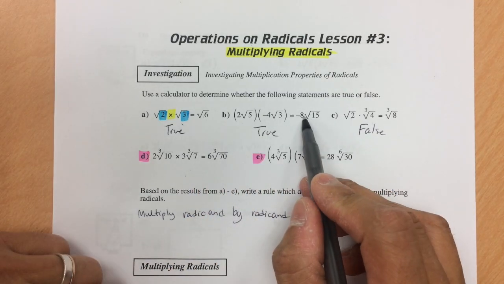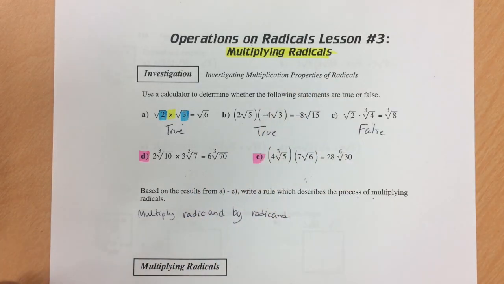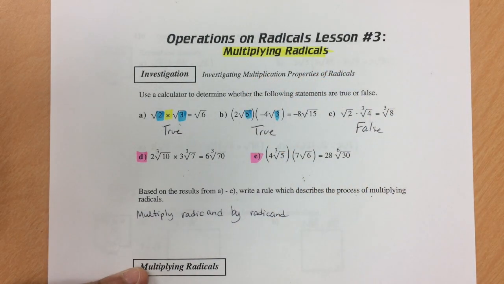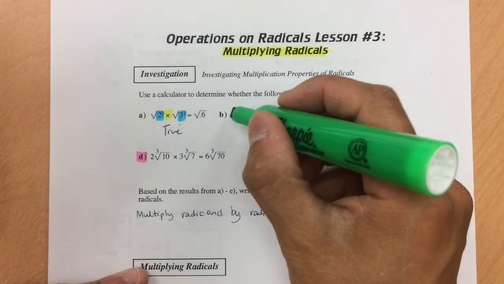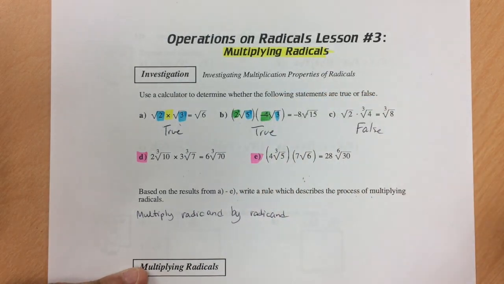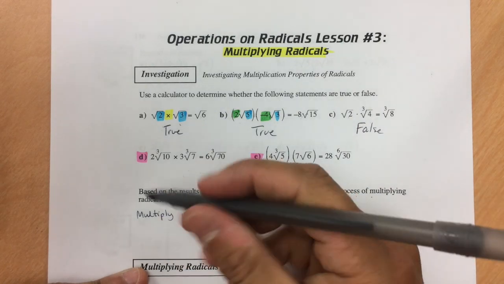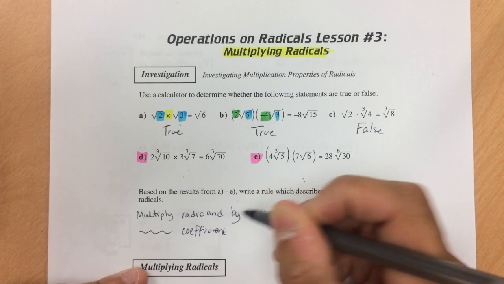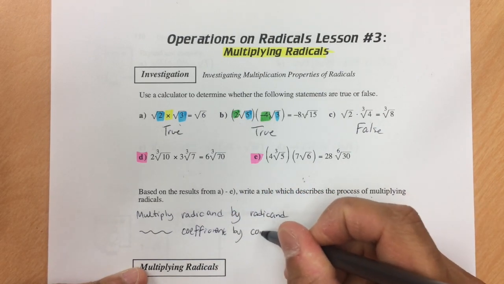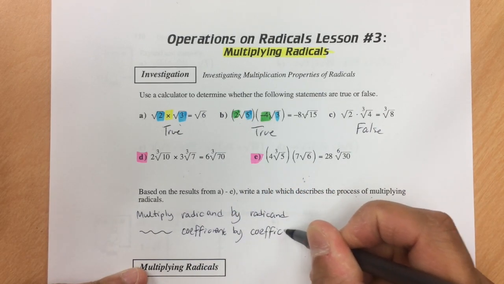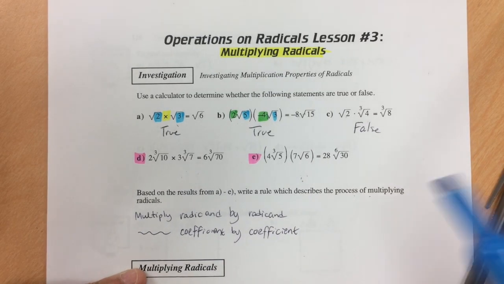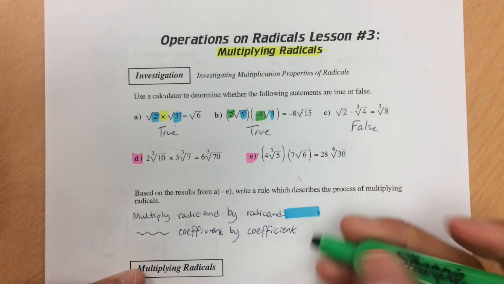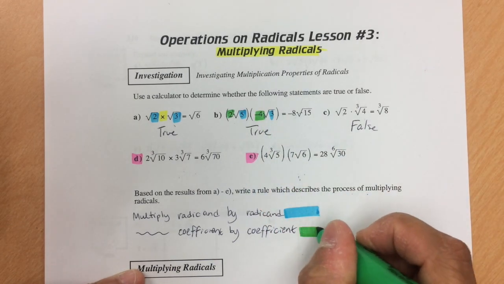Next, we also said that this was a true statement, and I did multiply my radicand by my radicand here as well. It's 5 times 3 is 15, but I also multiplied my coefficient by my coefficient. And so that's another rule: multiply coefficient, which I highlighted in green, by coefficient. So my radicand I highlighted in blue, and my coefficient I highlighted in green.